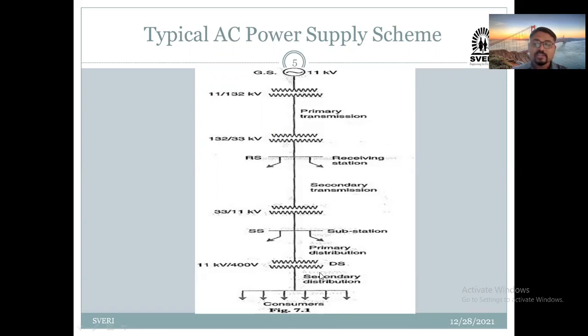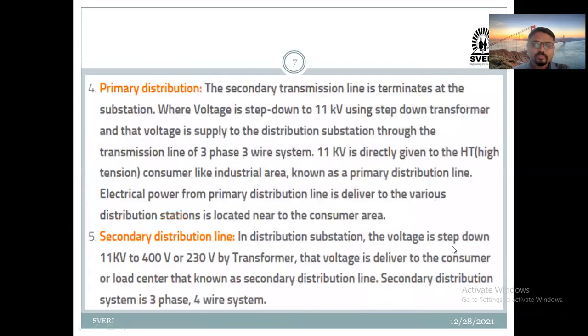But what care you need to take: the secondary transmission is given here, look. The secondary distribution happens with the help of a 3-phase 4-wire system. Secondary distribution is going to happen with the help of this 3-phase 4-wire system.